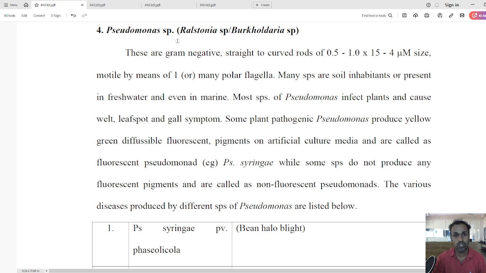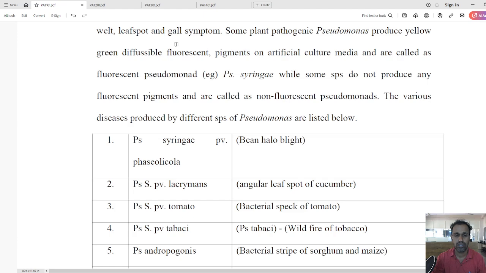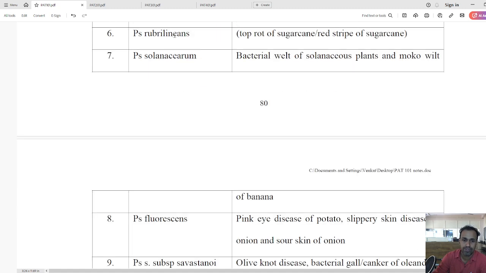Then Pseudomonas. Earlier Ralstonia and Burkholderia were known as Pseudomonas, but now they are separated. The majority of bacterial wilts are caused by Ralstonia solanacearum.